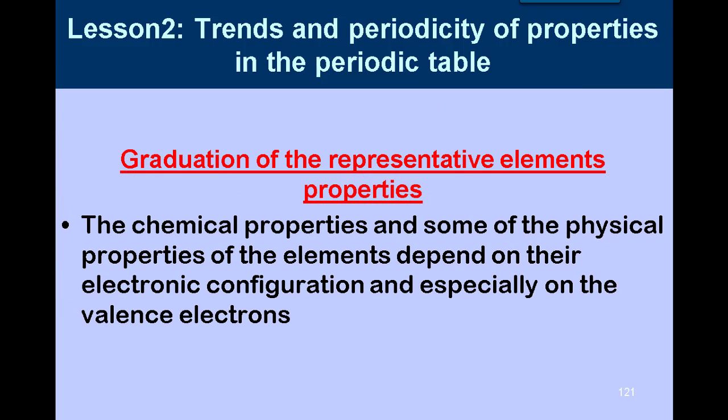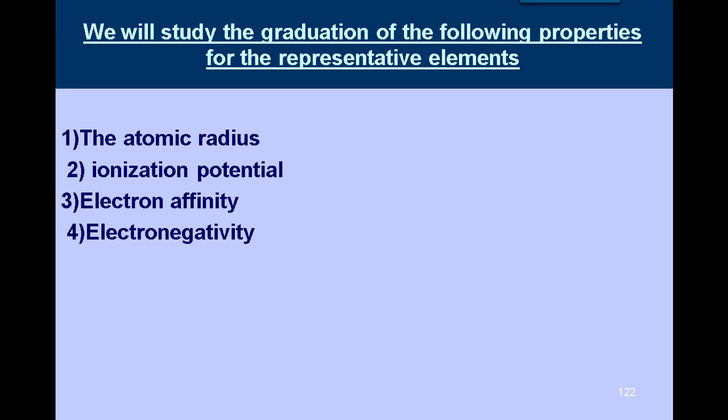Of course, we have known that the chemical properties and some of the physical properties of elements depend on their electronic configuration and especially on the valence electrons, which are the outermost electrons. In this lesson, we will study the graduation of the following properties for the representative elements: the atomic radius, ionization potential, electron affinity, and electronegativity.